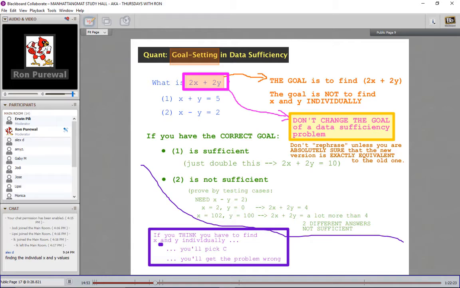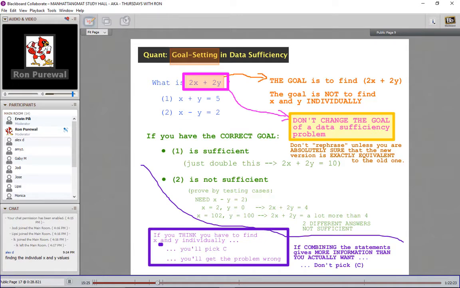Here, if you put the 2 statements together, you wind up with X and you wind up with Y as numbers instead of this goal. That's the principle you want to keep in mind here. If combining the statements gives you more information than you actually want, don't pick C. Don't do that.